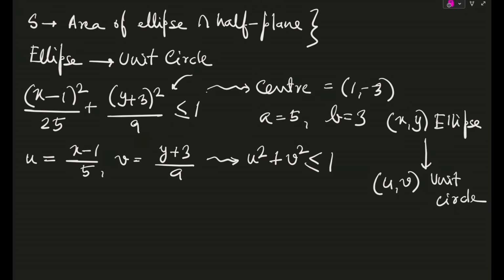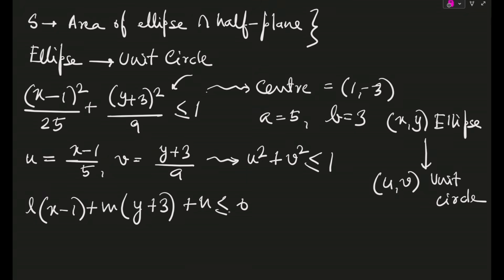Okay, and actually we are going to use this method here because things will get pretty simple. Instead of the ellipse right now, we will deal with the unit circle while solving this sum. So going on to the equation of the 2D plane that was given, if we bring those L and M terms to the left-hand side, this would become L into x minus 1 plus M into y plus 3 plus n is less than or equal to 0.